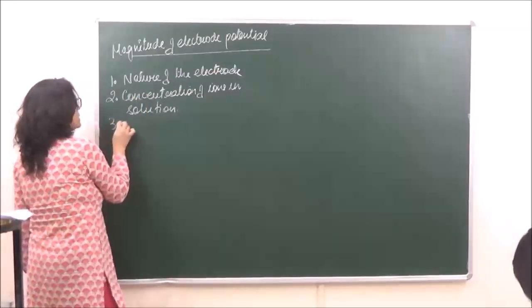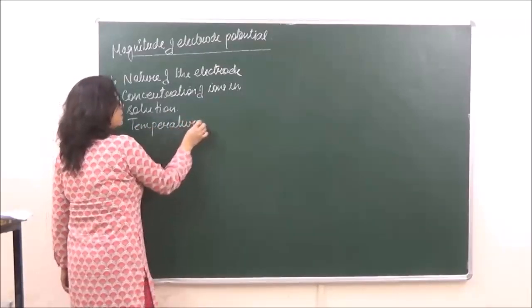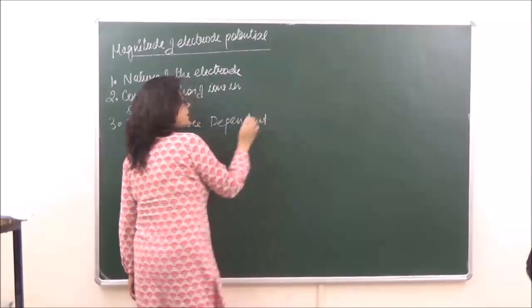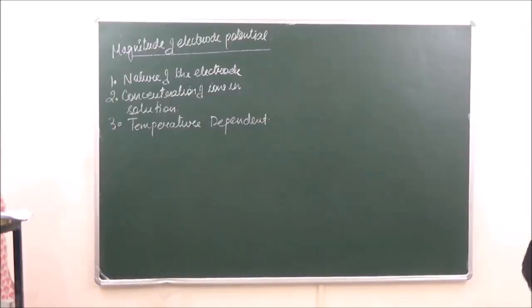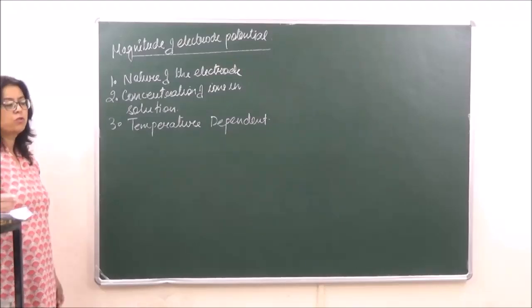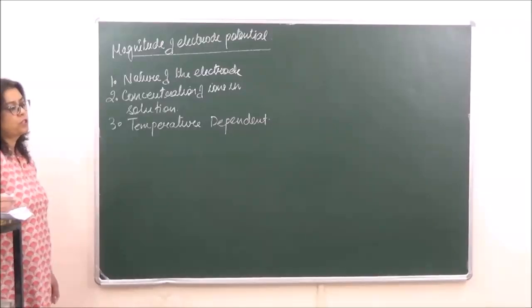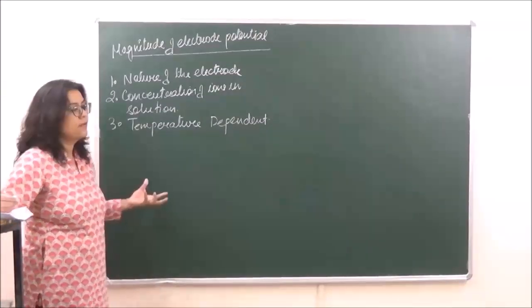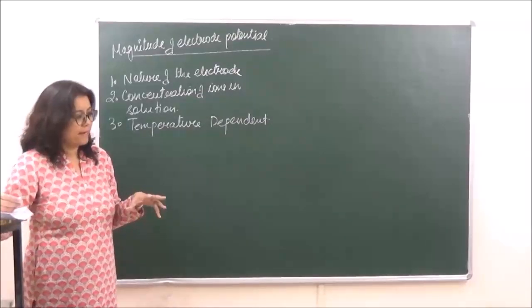And number 3, it is temperature dependent. It will depend upon the temperature. Mostly what we do over here is maintain the temperature at room temperature, that is 25 degrees Celsius, and then we calculate the electrode potential. Okay, now to calculate the electrode potential of various metals, like you saw that in zinc sulfate we put a zinc metal rod, and in copper sulfate we put a copper metal rod, right?